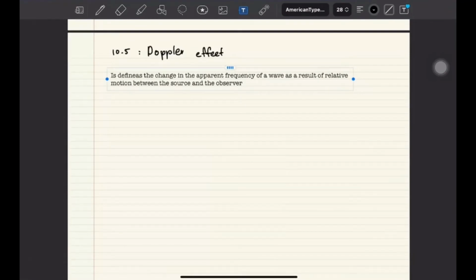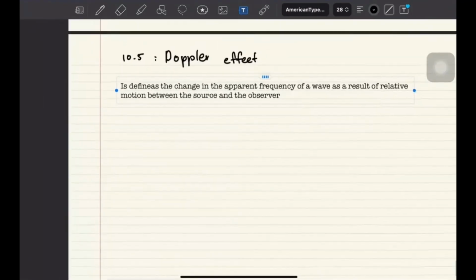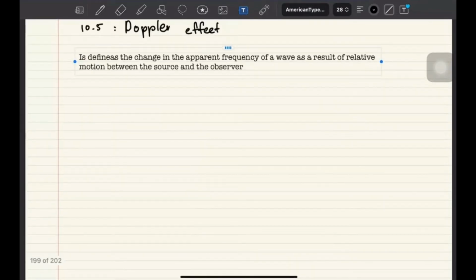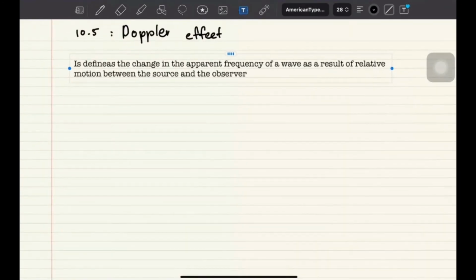Okay, so the definition of Doppler effect, if you look at your lecture note, is actually something like this. It's defined as the change in the apparent frequency of a wave as a result of relative motion between the source and the observer. Okay, so sebenarnya dia ada beberapa keyword over here. One is about apparent frequency, and then dia kata motion between the source and the observer.